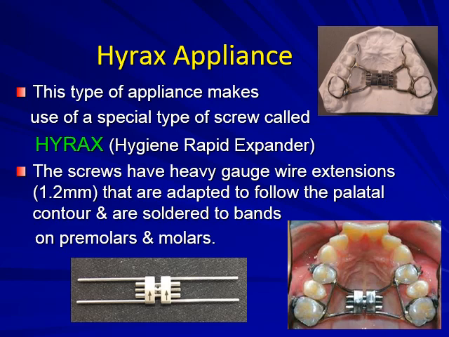The Hyrax appliance consists of a special screw called the hygiene rapid expander, which has two heavy wire gauge extensions of 1.2 mm thickness projecting from each side. We adjust these wire extensions in the lab to adapt and follow the contour of the palate. Then we solder them to the bands on the premolars and molars. These screws may come in different sizes, such as 8 mm, 9 mm, 11 mm, 12 mm, which denotes the range of action.